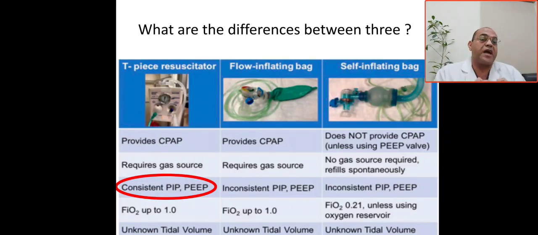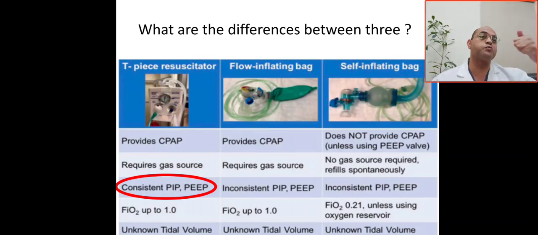What do we need from oxygen? I need oxygen that is blended and adjustable. I can adjust this oxygen, so it will give me oxygen from 21 up to 100%. So the T-piece resuscitator or the Neopuff and the flow-inflating bag can give me from 21 to 100% oxygen. But the self-inflating bag will give me only 40% oxygen unless you connect it to an oxygen reservoir, whether open or closed, to give me more than 90% to 100% oxygen.